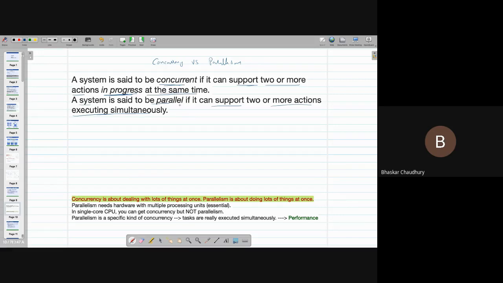So let me give you an example. Suppose you have three drinks. Let's say you have water, you have coffee, and you have Coke.